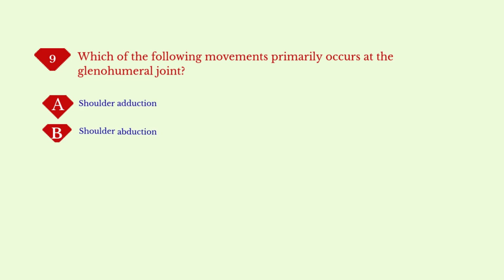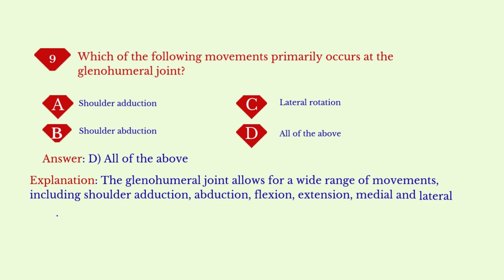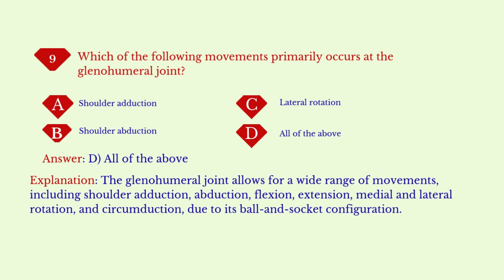Which of the following movements primarily occurs at the glenohumeral joint? A. Shoulder adduction. B. Shoulder abduction. C. Lateral rotation. D. All of the above. Answer: D. All of the above. Explanation: the glenohumeral joint allows for a wide range of movements, including shoulder adduction, abduction, flexion, extension, medial and lateral rotation, and circumduction, due to its ball and socket configuration.